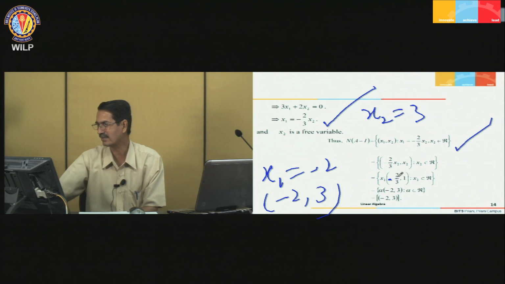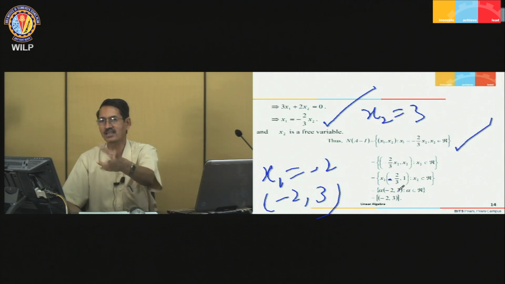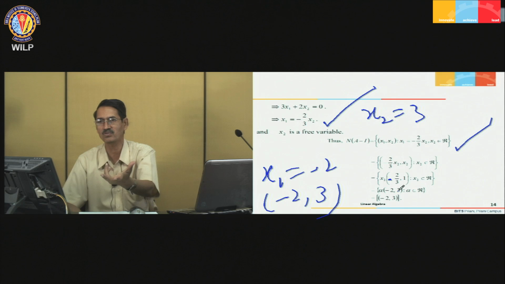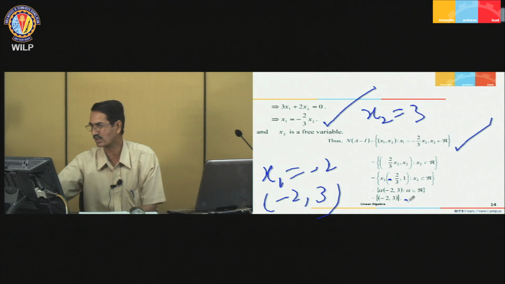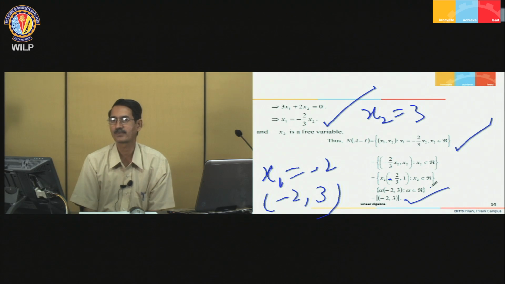You can multiply here by 3 and then you will get another scalar alpha. I am multiplying here by 3. So, 3 x2 is your alpha, and this is your (minus 2, 3). So, all solutions are scalar multiples of (minus 2, 3), and the meaning of that is the span of the set consisting of one vector, (minus 2, 3). So, that is called the span of this.